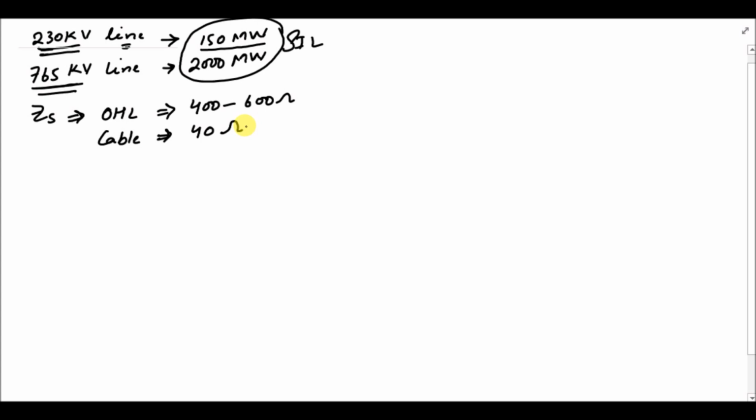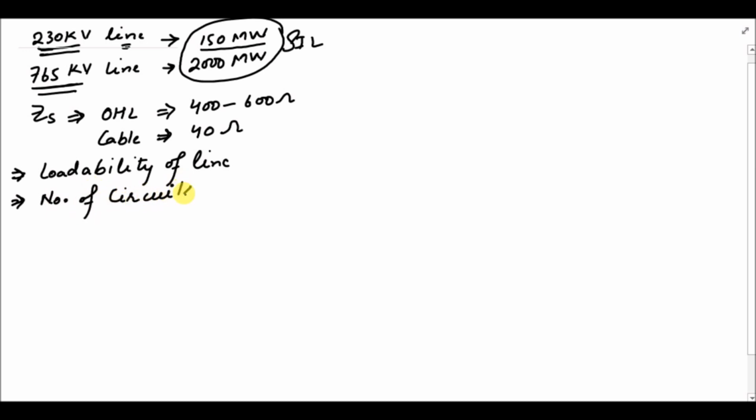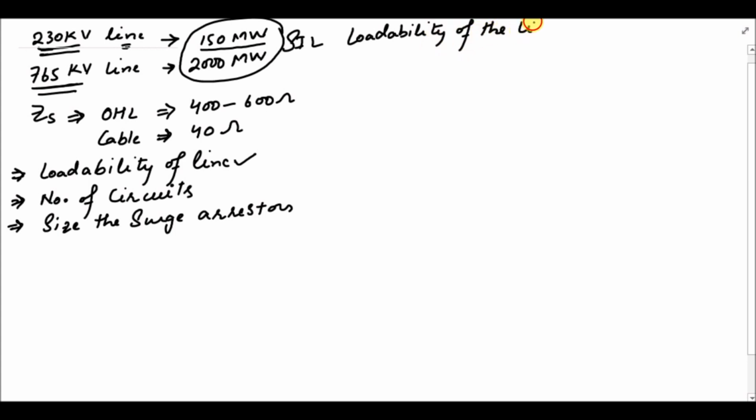Now the question arises: why do we have to make the calculation related to SIL? There are three usages of SIL calculation. The first one is that we can calculate the loadability of the line. Then we can also calculate the number of circuits. And lastly, we can size the surge arrestor. Starting from the first point, which is loadability of the line, I will explain this with the help of an example.